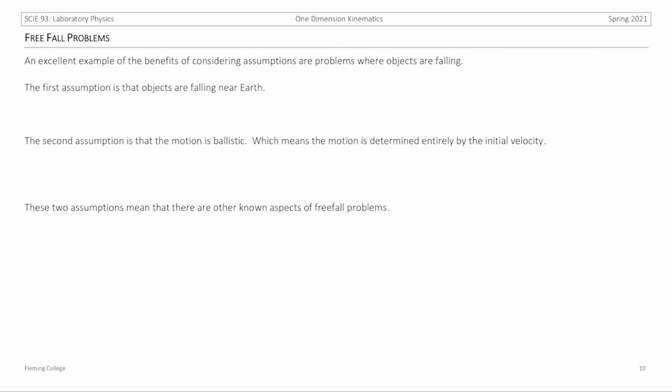An excellent example of the benefits of making assumptions about problems so that we can simplify those problems are seen when we consider the class of problems that involve objects in what's called free fall. When we have objects in free fall, we have several assumptions. The first assumption is that the object is falling near Earth. This means that we can apply our first fundamental constant that's been discovered.